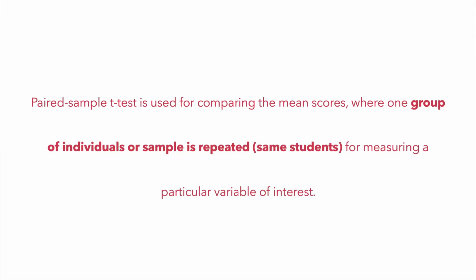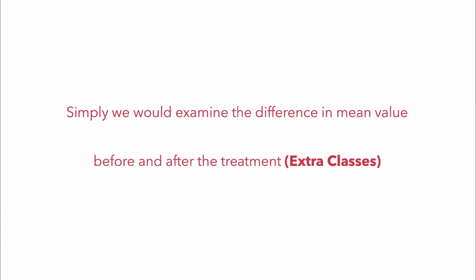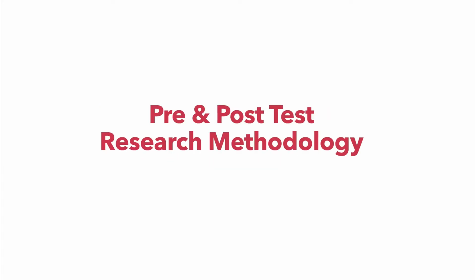Paired sample t-test is used to compare the mean scores where one group of individuals or sample is repeated. In this case, it is the students, for measuring a particular variable of interest. And our variable of interest in this case is the scores. So simply, we would examine the difference in mean values before and after the treatment, that is after extra classes. Because of this reason, this paired sample t-test is also called pre and post test research methodology.